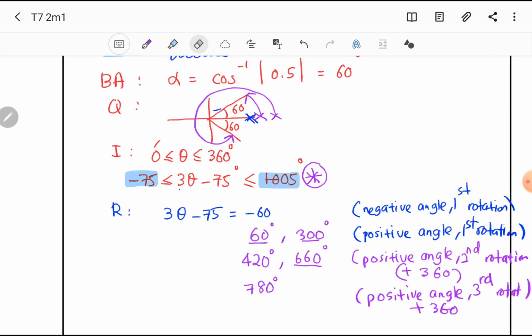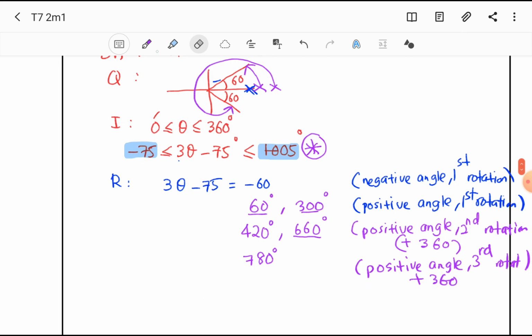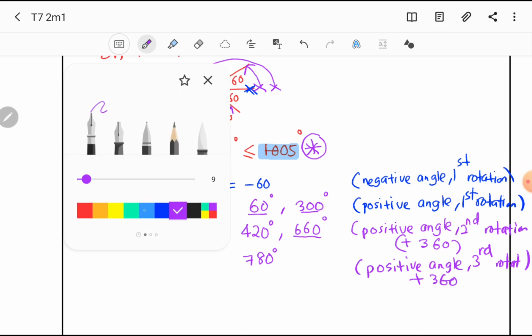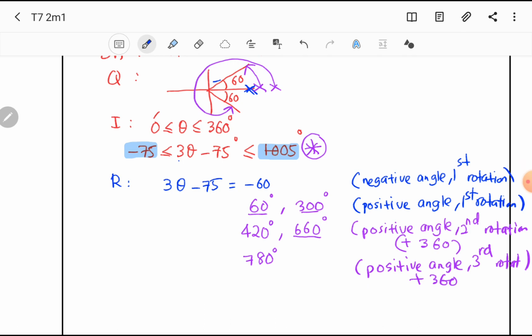Nah, okay. At first, kita cuba kira. Tapi dia out of the range. Okay. So, final answer for theta. Okay, kita akan cari final answer for theta. So, theta equals to, okay. So, kita kena kira satu-satu. Negative 60 plus 75. Then, divide by 3. Okay. So, the answer is 5 degrees.